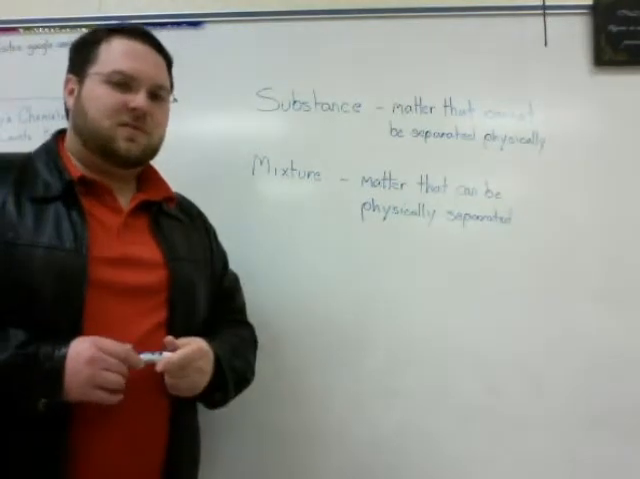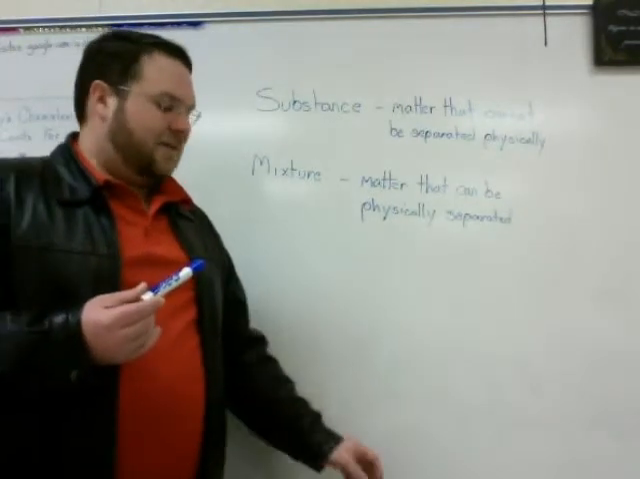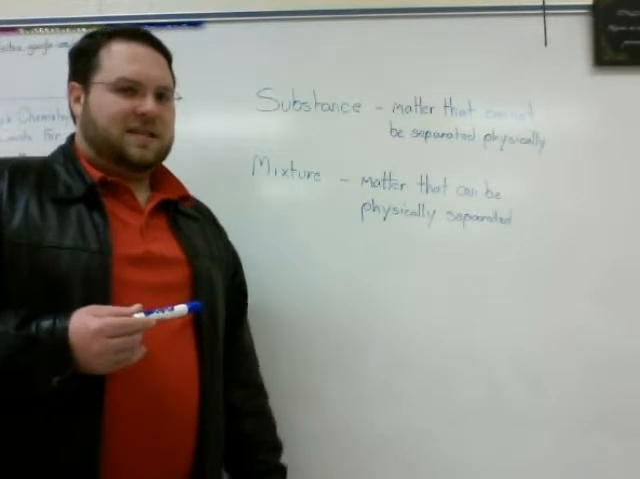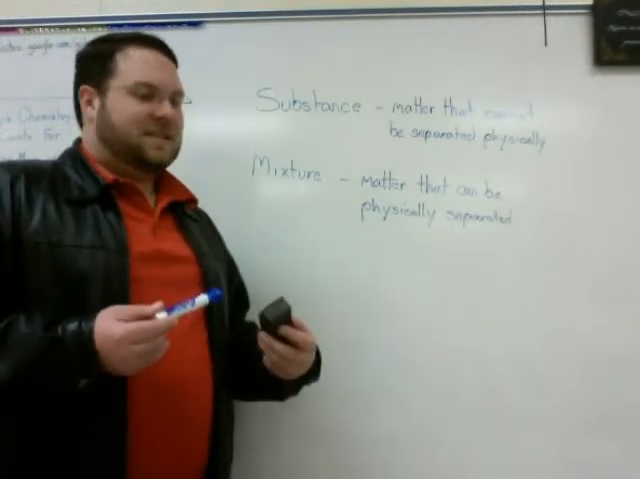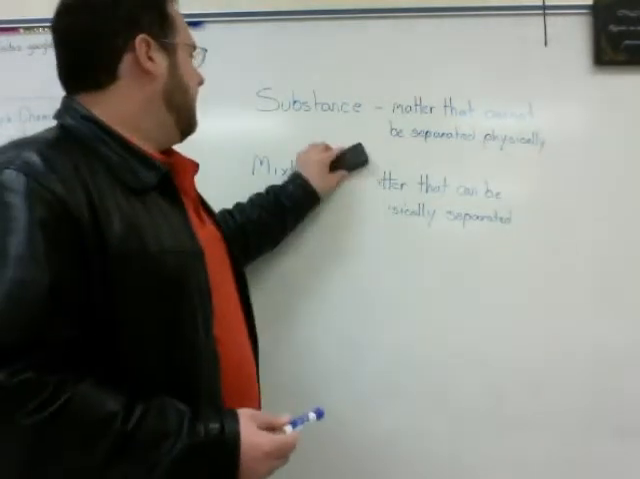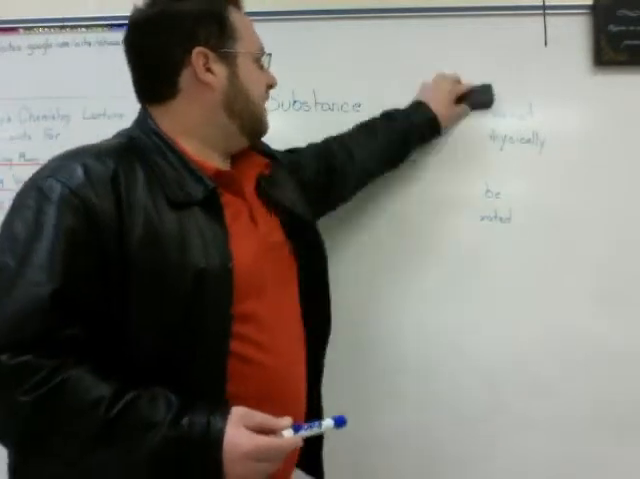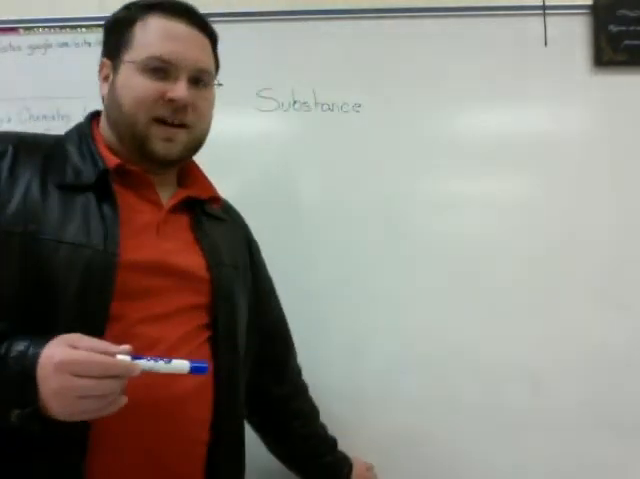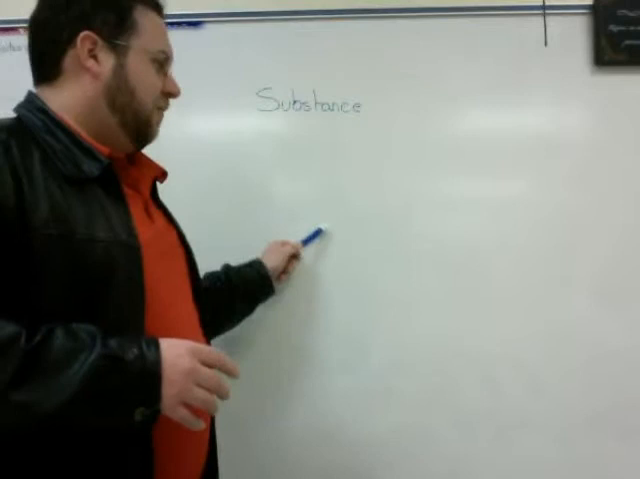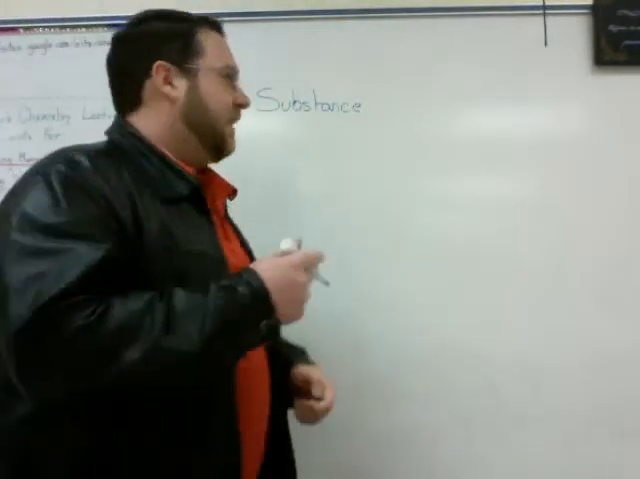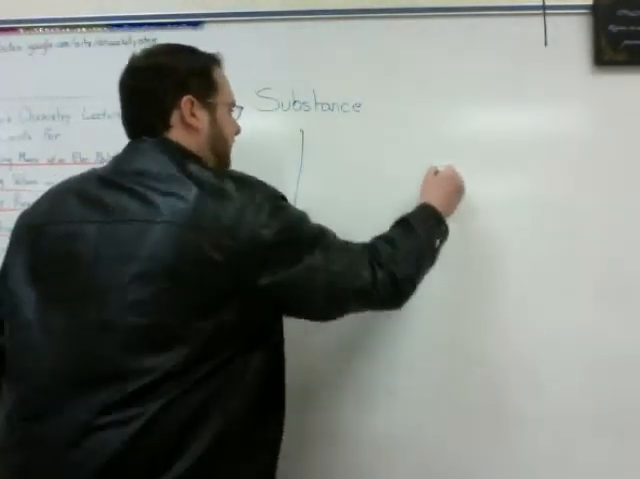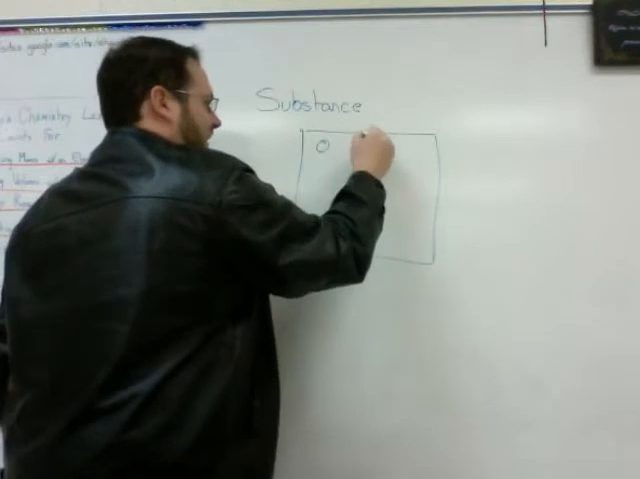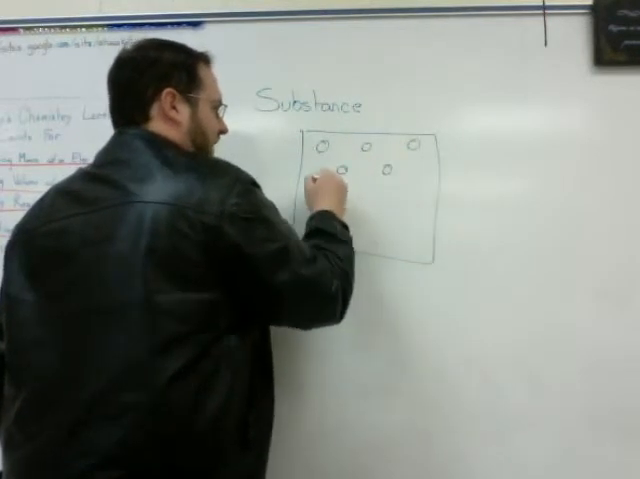And this has to do with the nature of atoms. So what we're going to do is take a look at what the atoms in a substance and a mixture look like. So let's start with a substance. What I'm going to do is draw a box, and then draw what the atoms in there look like. So with a substance, we might have the atoms look like this.